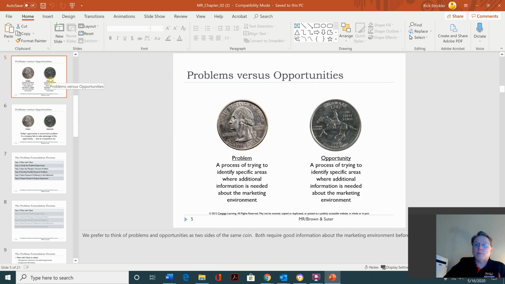Okay, problem versus opportunities. The problem: a process of trying to identify specific areas where additional information is needed about the marketing environment. Opportunity: a process of trying to identify specific areas where additional information is needed about the marketing environment. Okay. So, when's a problem? When's an opportunity? Depends on how you look at it.